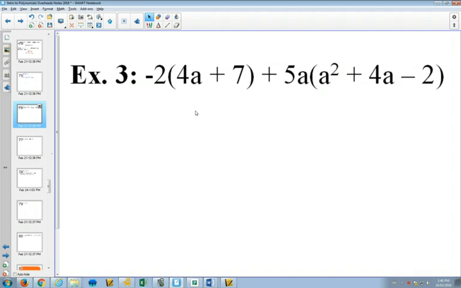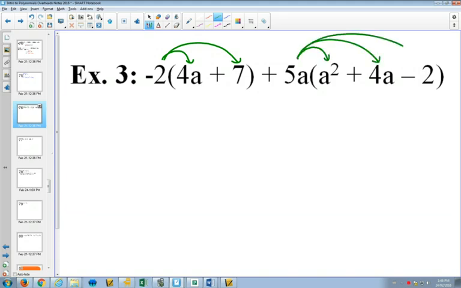If we distribute, anytime we have a number out in front, so this negative 2 will go to this one and to this one. It won't go further because that's where brackets end. But then we have a plus 5a and then brackets again. So this 5a will go to all three of those in that trinomial. So our first step is just to distribute. Negative 2 times 4 is negative 8, and the only variable there would be a. Negative 2 times 7 will be negative 14.